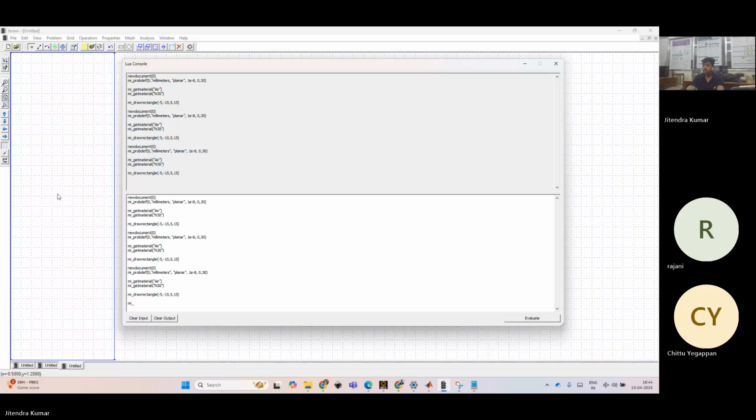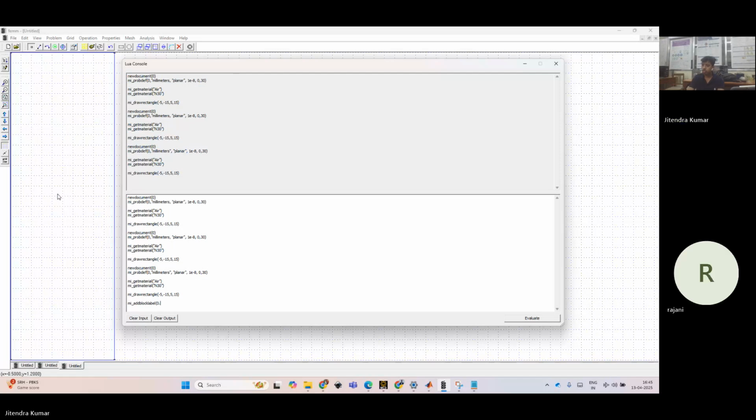So mi_addblocklabel with 0, 0. Why 0, 0? Because 0, 0 will be the center of this rectangle. After that, we have created this label. Now we have to select that node, and only then can we assign. So select label with 0, 0, the same label which we have just created.